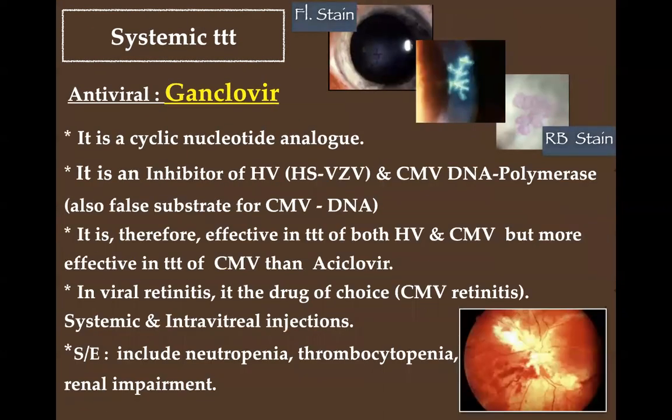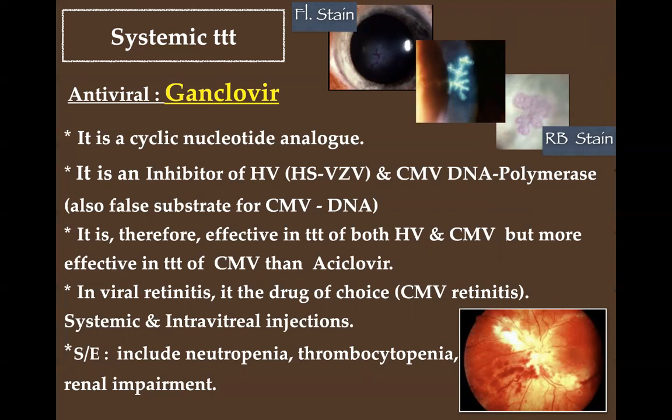The second drug is ganciclovir. It's a cyclic nucleotide analog. It's an inhibitor of herpes virus, herpes simplex and varicella zoster, and the cytomegalovirus DNA polymerase as well. Also a false substrate for the cytomegalovirus DNA. So it's effective in treatment of both herpes virus and cytomegalovirus, but more effective in treatment of cytomegalovirus than acyclovir.